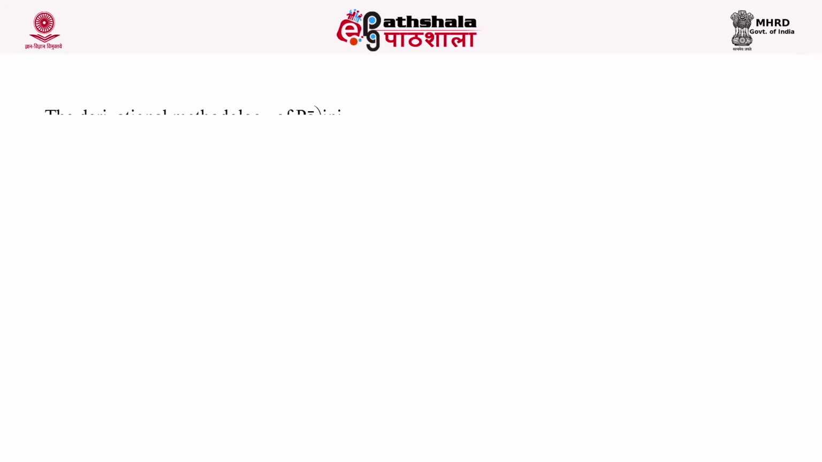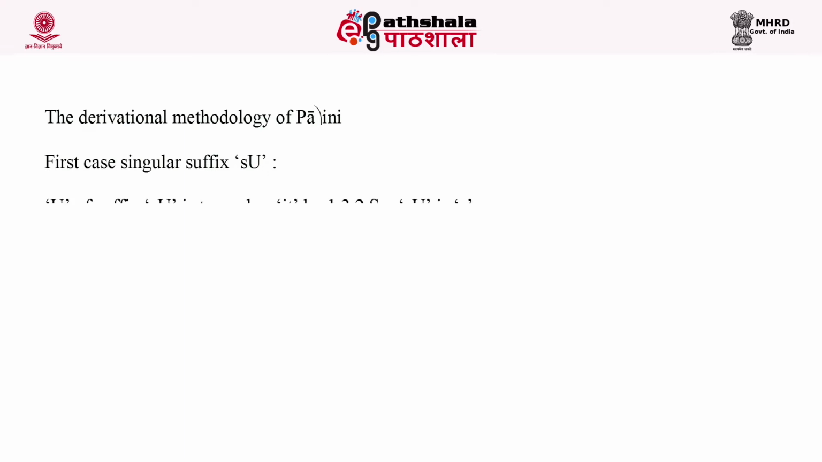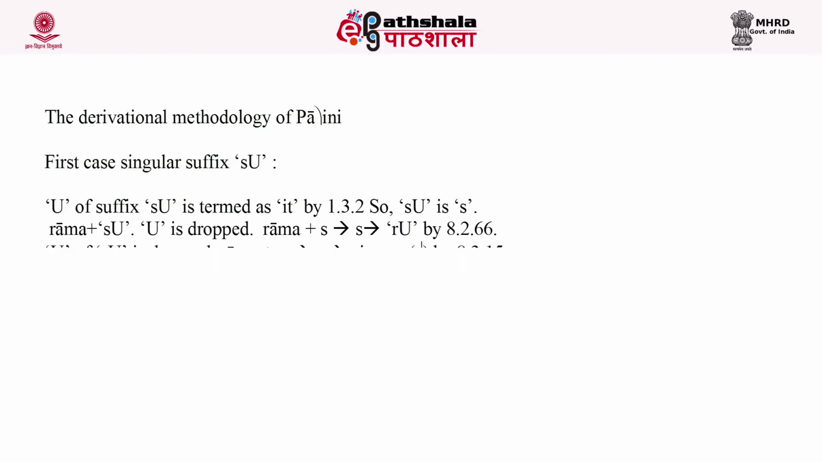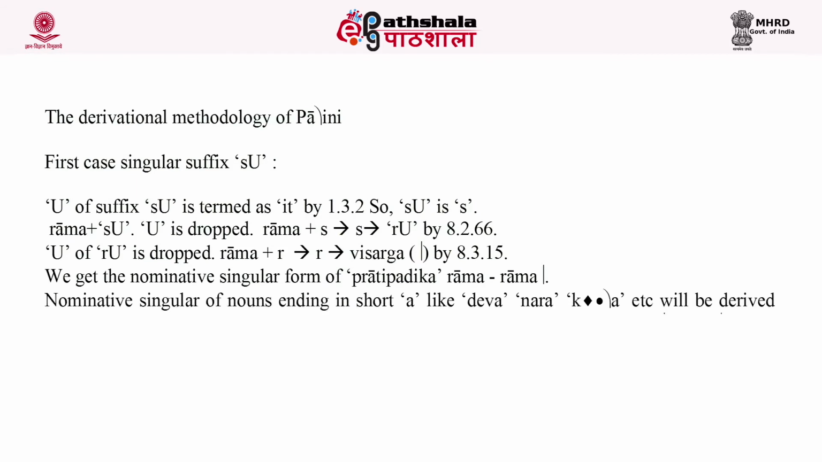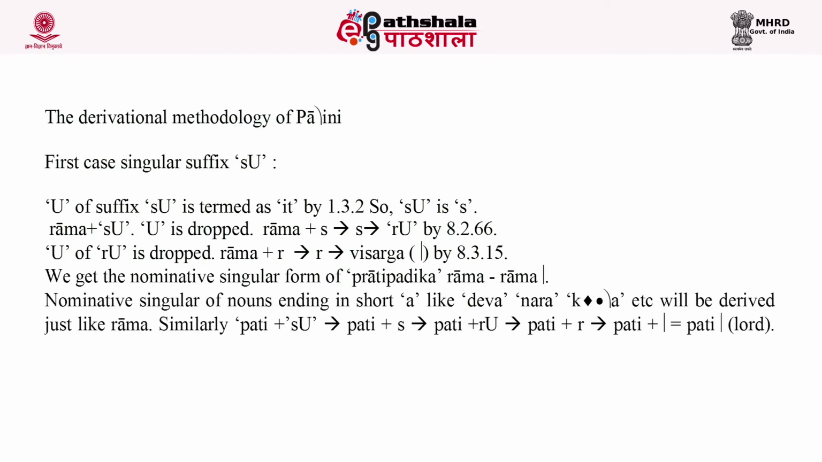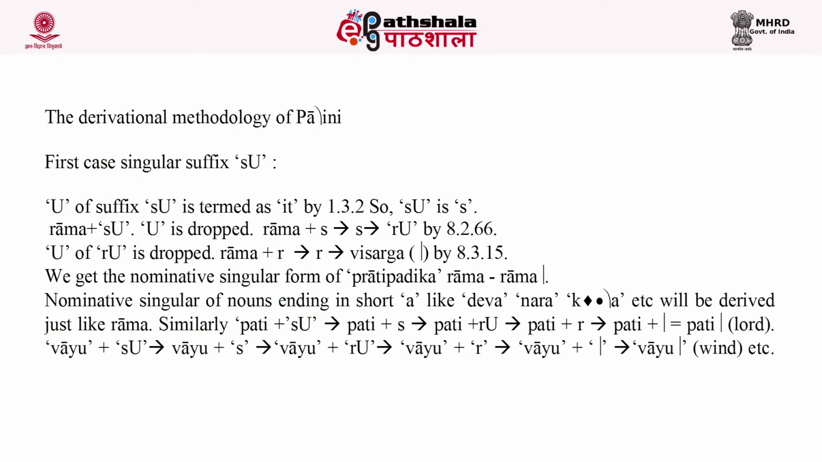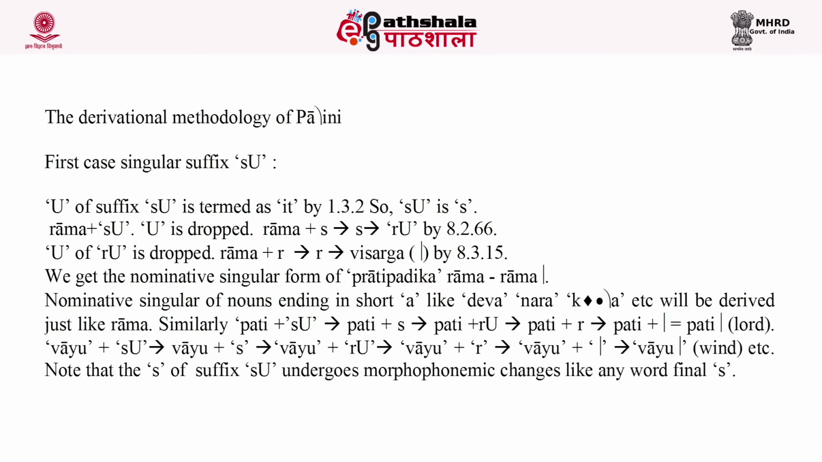Let us now examine these 21 case suffixes along with their substitutes. Addition of these suffixes will be explained with examples following the derivational methodology of Panini. First case, singular suffix su. U of suffix su is termed as it by 132, and what is termed as it is dropped by 139. So what is remaining of suffix su is sa.